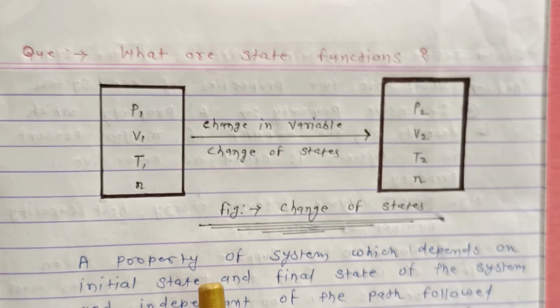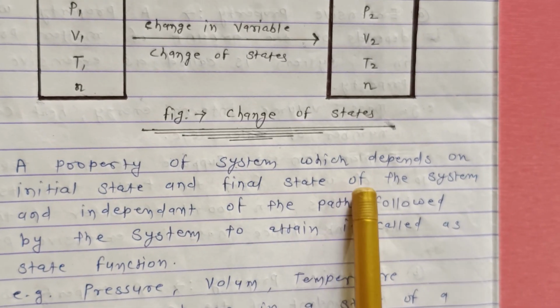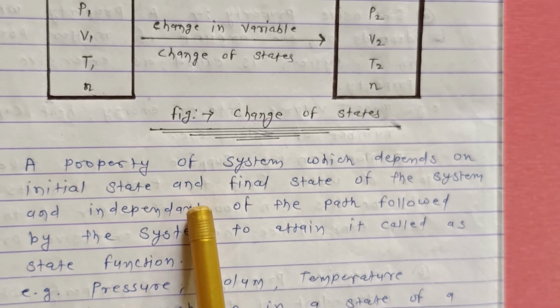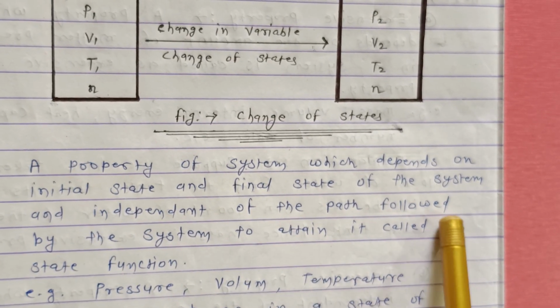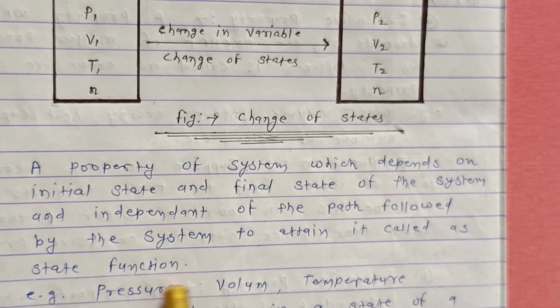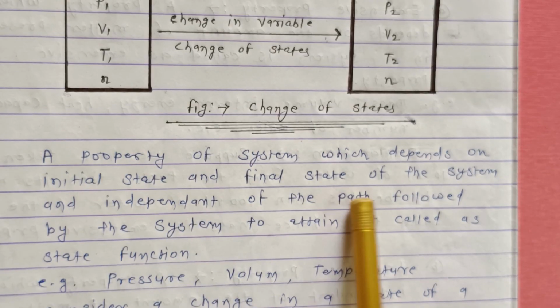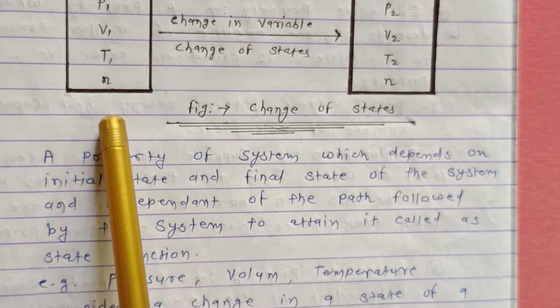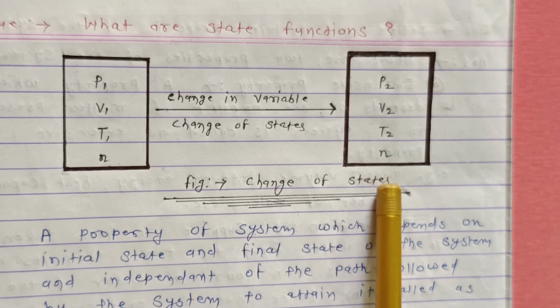The definition is that a property of a system which depends on the initial state and final state of the system and is independent of the path followed by the system to attain it is called a state function. It is the property which depends only on the initial state and final state. It does not depend upon the path followed by the system.